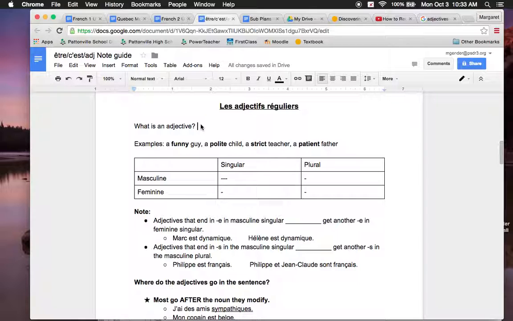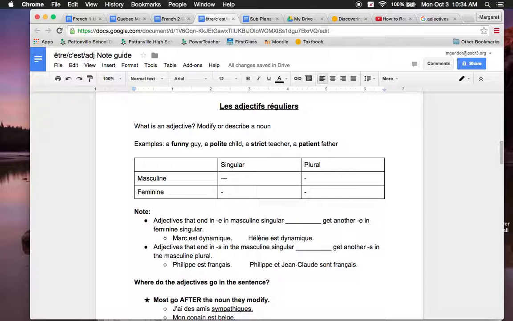Okay, now that you are back with me, this is what an adjective is. An adjective is there to modify or describe a noun. You use adjectives all the time. Here are some examples. A funny guy. The adjective in that sentence is funny. A polite child. The adjective is polite. A strict teacher, not that I am, and a patient father. Okay, so the nouns in those phrases are guy, child, teacher, and father. But your adjectives go before, usually in English, and they describe a little bit more about that person.